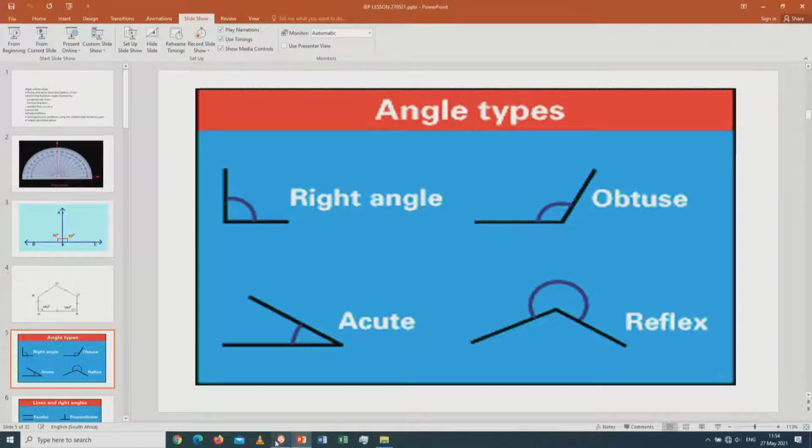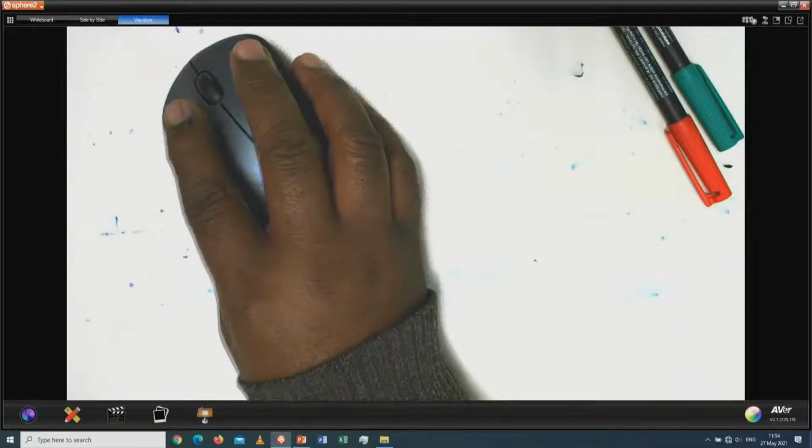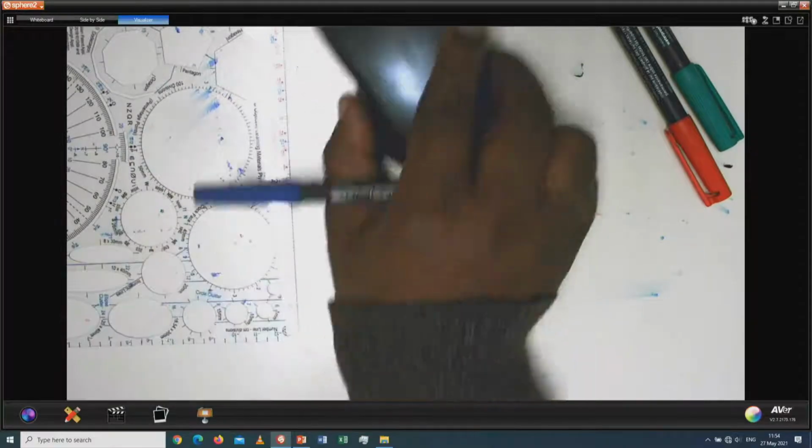Let's go here so that I can illustrate. What do I mean by that? Okay, let me try to put the white page here.